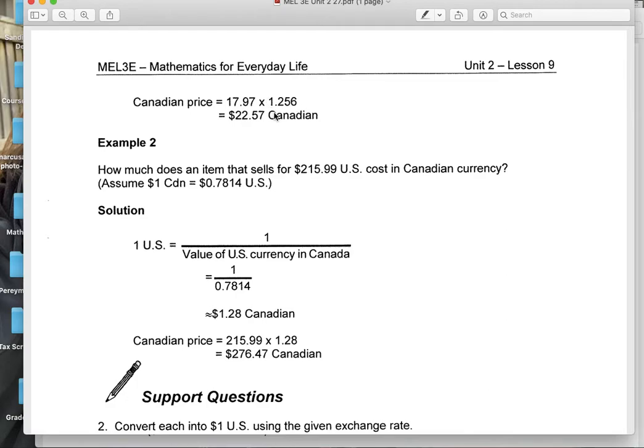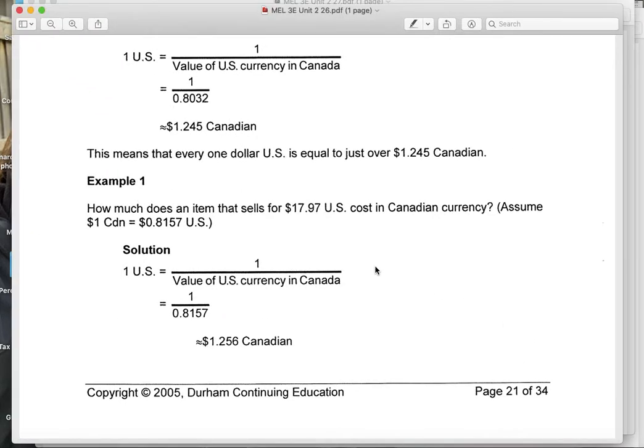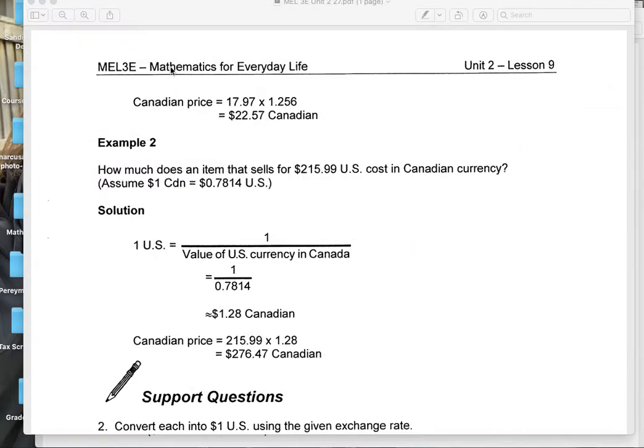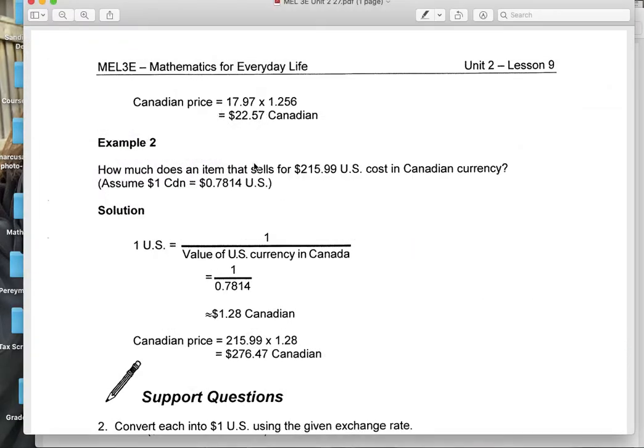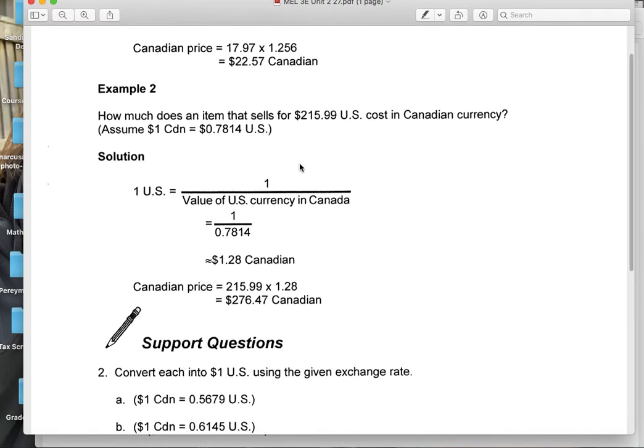So exchanging that US dollars to Canadian dollars, that's going to cost us $22.57 if we're going to buy that jacket or that item in the United States for $17.97 American dollars. First, you're going to divide it to get the currency in Canadian dollars, and then multiply that currency by the price.